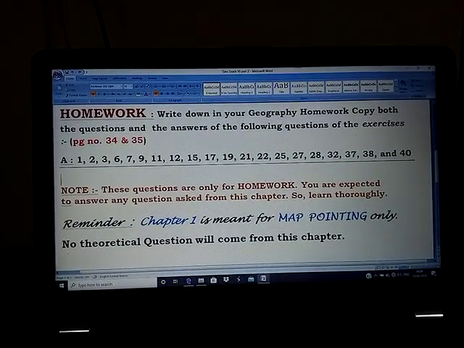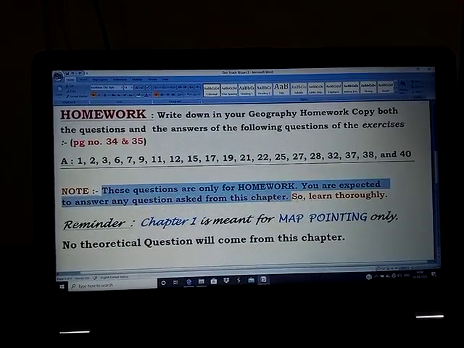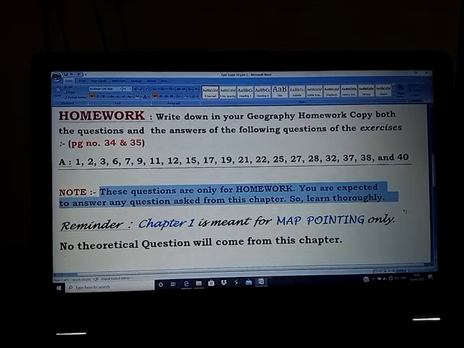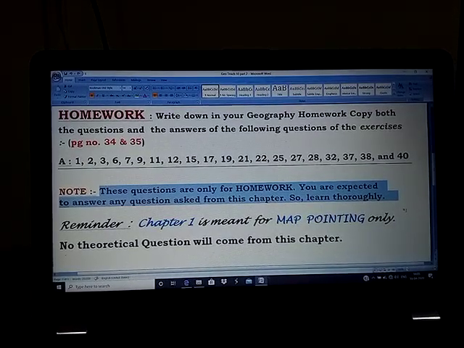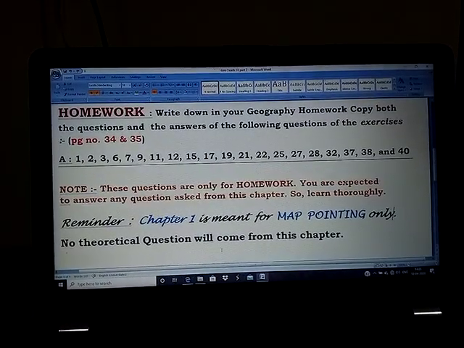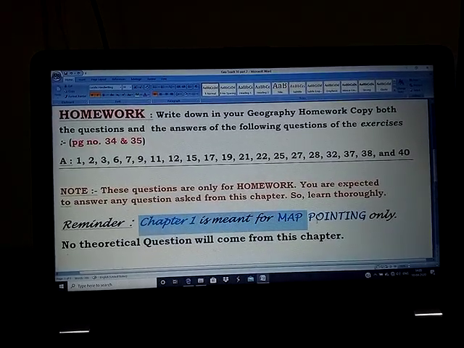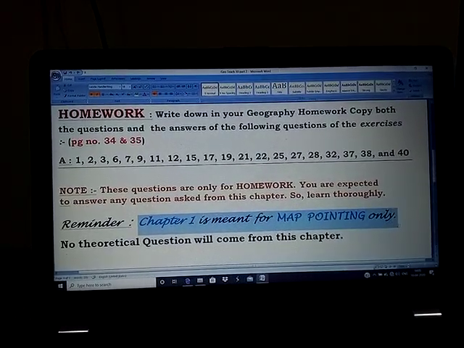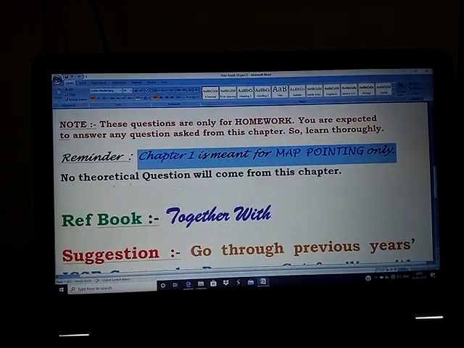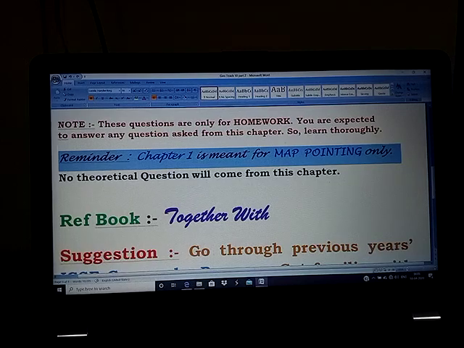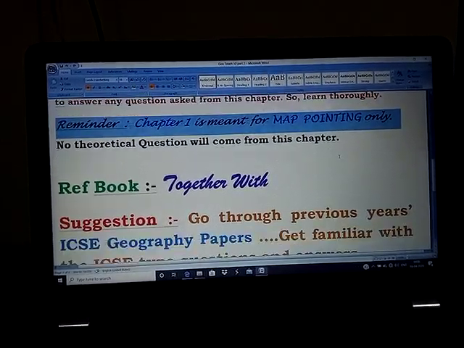Some notes. These questions are only for your homework, my dear children. You are expected to answer any question asked from this chapter, so learn the chapter thoroughly. There is a reminder: Chapter 1 is meant only for map pointing. No theoretical question will come from this chapter. This is only for map pointing.